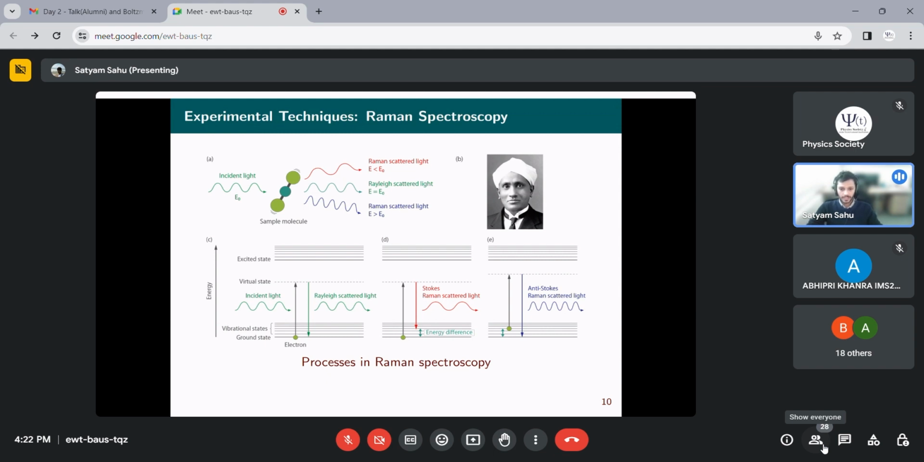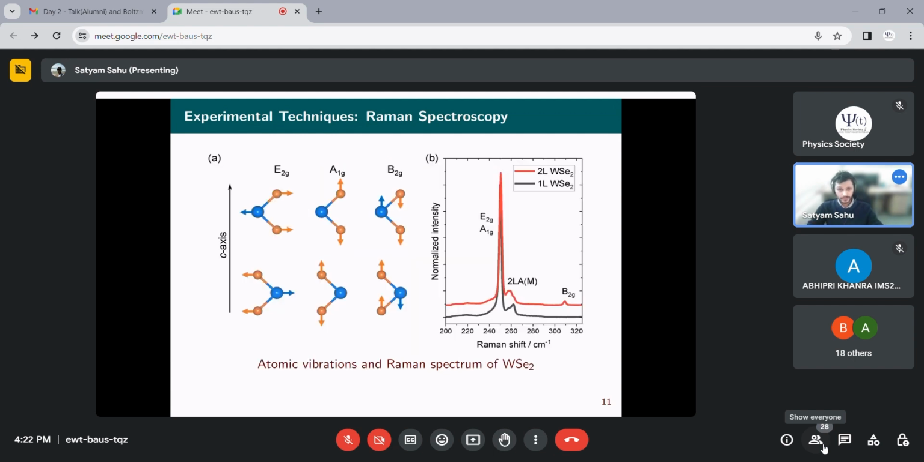So for us, the most interesting thing is the Stokes line here, and obviously it was discovered back in 1928 by Professor C.V. Raman, and he won the Nobel Prize for that in 1931. Then here I show you the example spectrum of WSe2. Here we see the different modes, different peaks, I would say. Here this is a major peak, and then you have two other peaks.